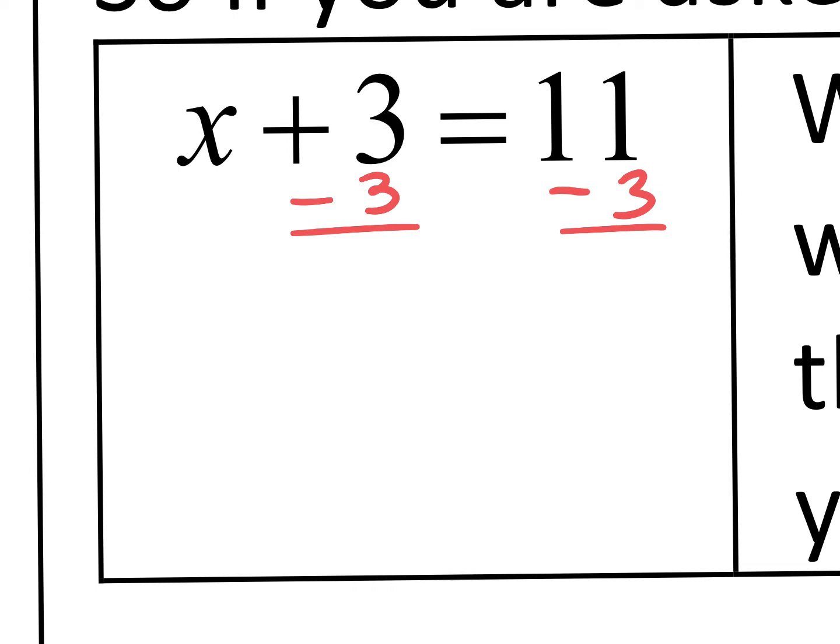So what do I have left? Well, the x is left over, bring that down. The equal sign, bring that down. And 11 take away 3 is 9. No, 8.